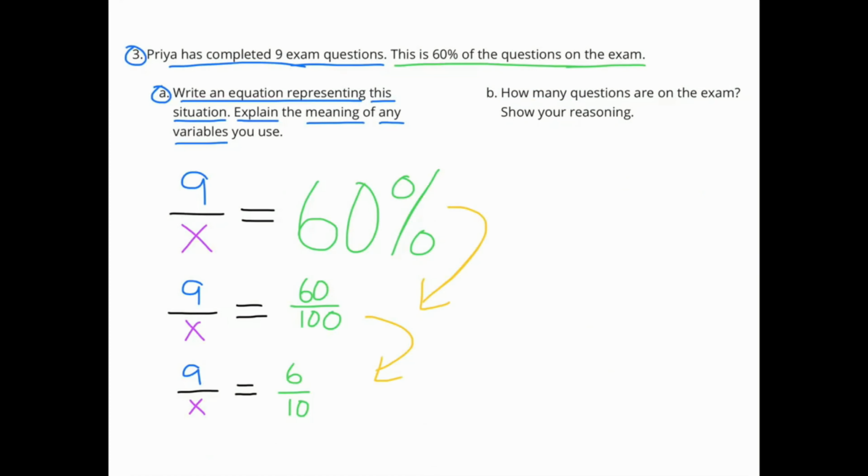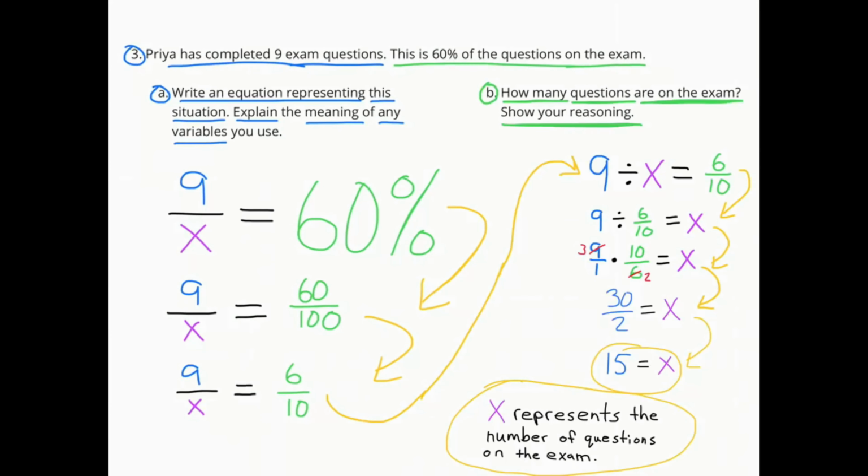Here's another way to look at it. 9 questions completed divided by the x number of questions equals 60%. And 60% can be rewritten as 60 out of 100. So 9 over x equals 60 over 100, which can also be written as 9 over x equals 6/10. And of course 9 over x means 9 divided by x. So 9 divided by x equals 6/10, which can be rewritten as 9 divided by 6/10 equals x, since we're solving for x and we need to get the x alone.